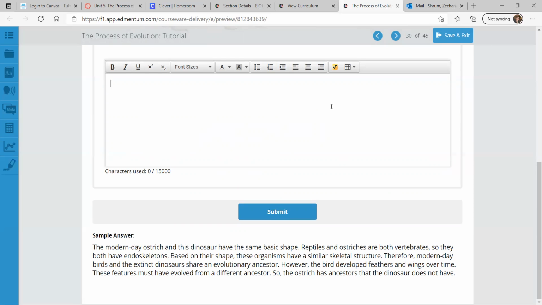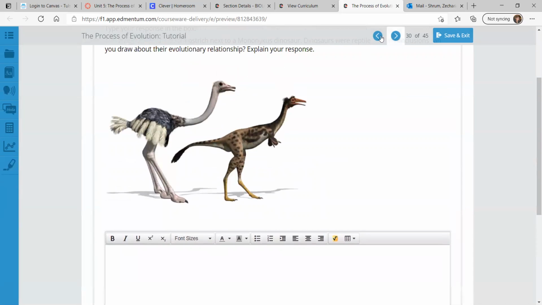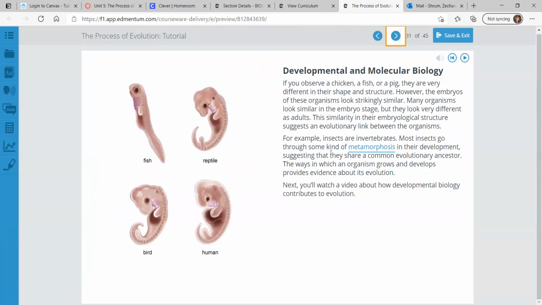Therefore, modern birds and extinct dinosaurs share an evolutionary ancestor. However, the bird developed feathers and wings over time. These features must have evolved from a different ancestor. So the ostrich has ancestors that the dinosaur does not have, which makes sense.